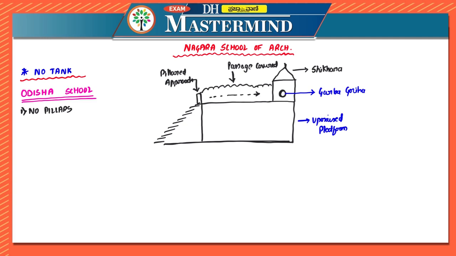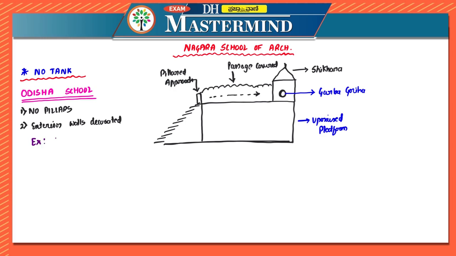Instead of pillars, iron girders are used to support the roof. Then the exterior walls are very lavishly decorated. An example for the Odisha school, very, very important over here.